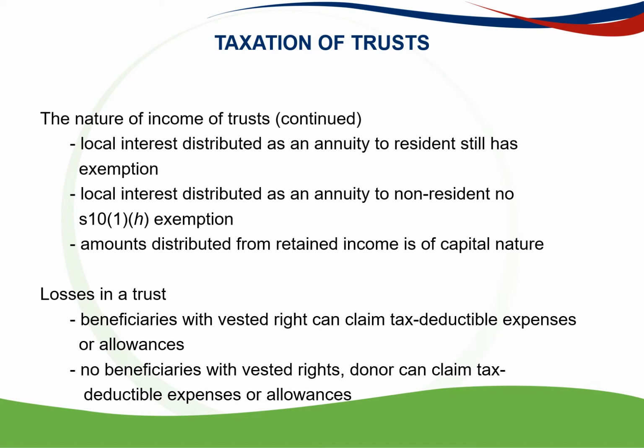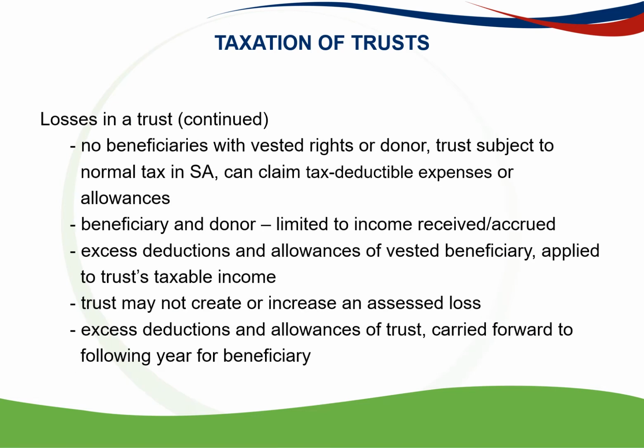And losses in a trust, beneficiaries with vested rights can claim tax deductible expenses and allowances. If there are no beneficiaries with vested rights, then the donor can claim the tax deductible expenses or allowances. If there are no beneficiaries with vested rights or a donor, and the trust is subject to normal tax in South Africa, then the trust can claim tax deductible expenses or allowances. The beneficiaries and donor or donors, they must limit those deductions of theirs to the income that they have received or that accrued to them.